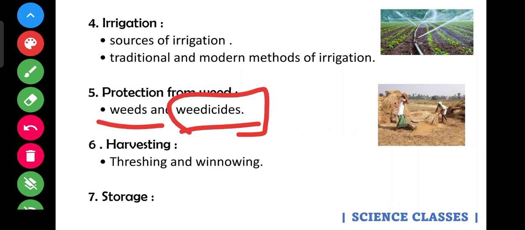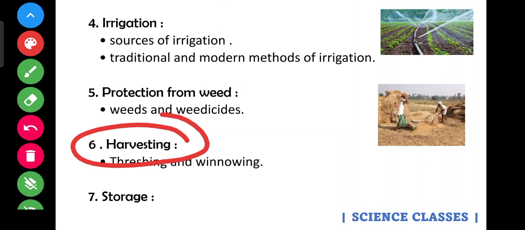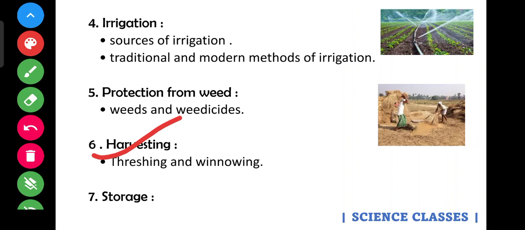Next, the most important thing is harvesting. The cutting of the crops after they are matured is called harvesting. Harvesting depends on large scale or small scale, with different types of processes, such as winnowing and threshing. Threshing means the grain seeds need to be separated from the chaff. This process is called threshing. Further, I will give a brief explanation in a further series of videos. Please look into those videos.